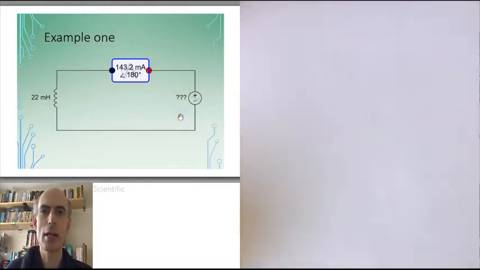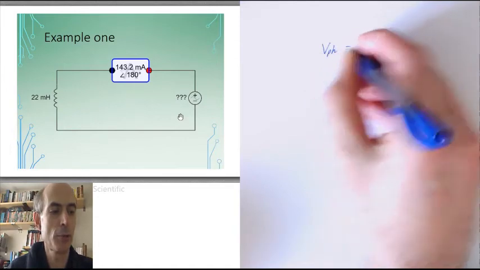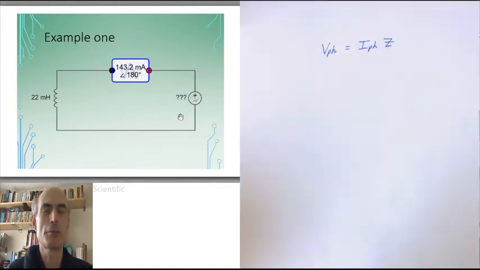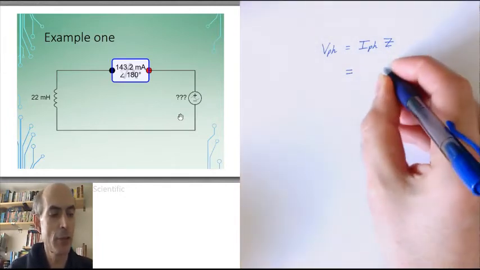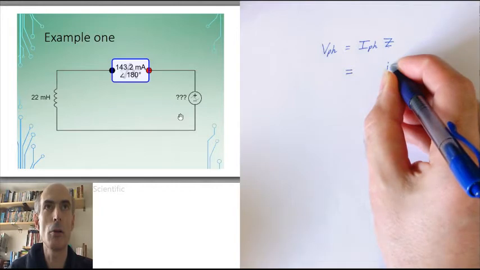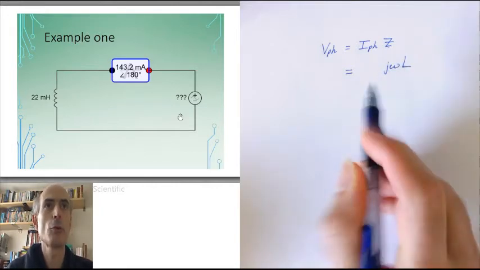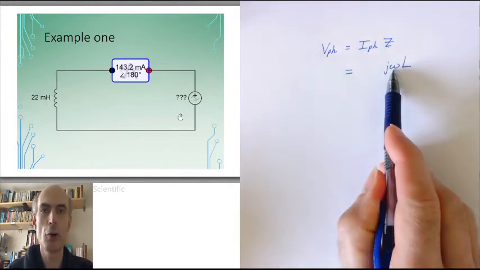This is just an application of the AC version of Ohm's law. The phasor representation of the voltage is equal to the phasor representation of the current times the complex impedance. The complex impedance of an inductor is j omega L. So in order to do this problem, we're going to need to know what the value of omega is.